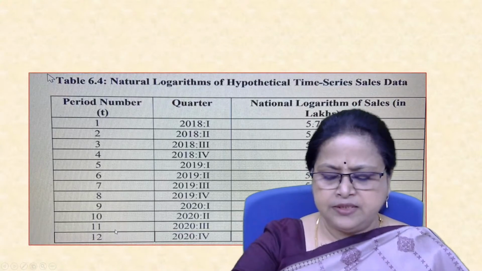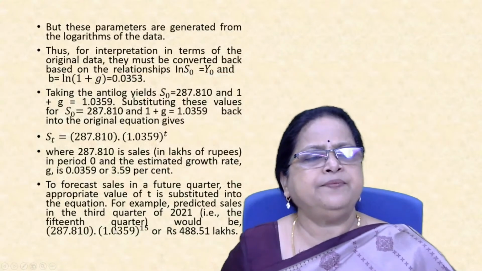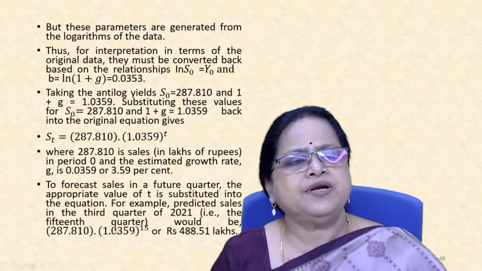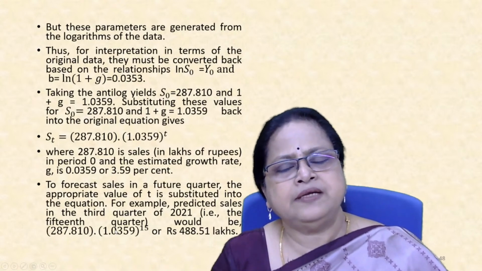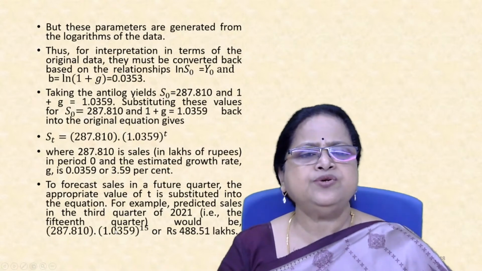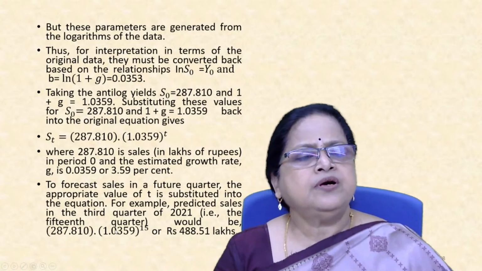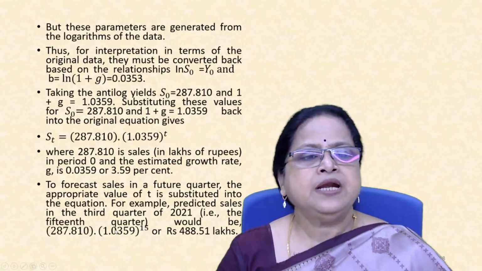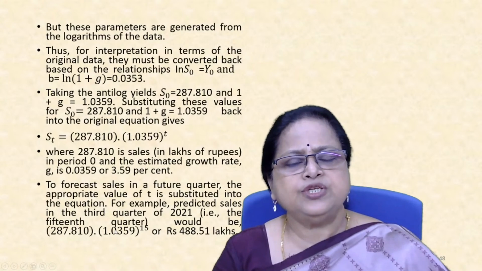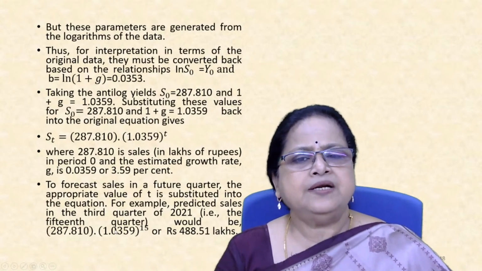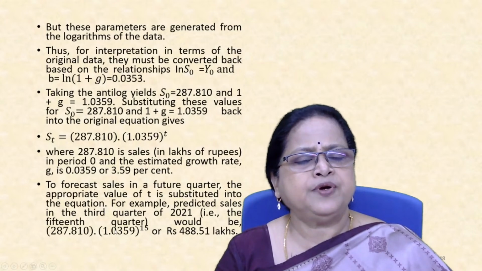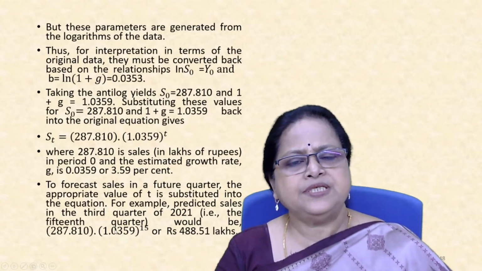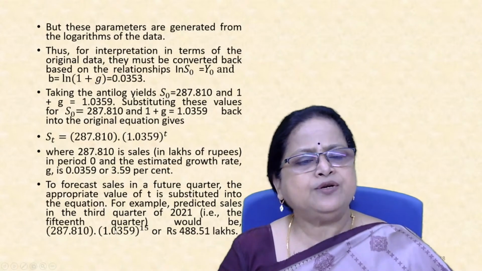Now this is the formula, this is the table, and for interpretation in terms of the original data, they must be converted back based on the relationship: natural log S_0 is equal to Y_0, and b, natural log (1 + g), is equal to 0.0353. Now taking the anti-log yields S_0 is equal to 287.810 and 1 + g is equal to 1.0359.